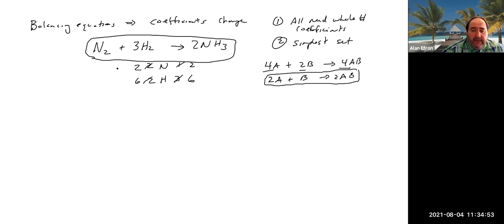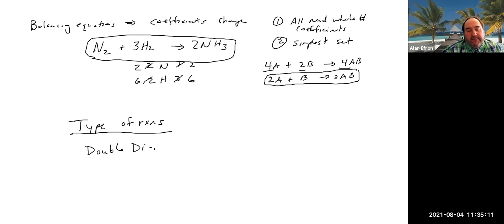Once we talked about equations, we kind of rolled into different ways to classify equations. And really, ultimately, there's really kind of two big categories of equations that we talked about. One big category was double displacement reactions. And really the other big category was redox reactions that we talked about.